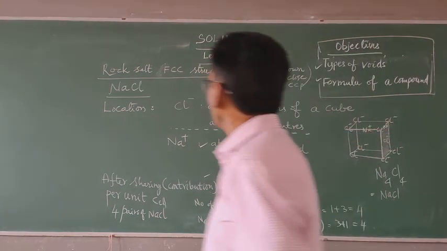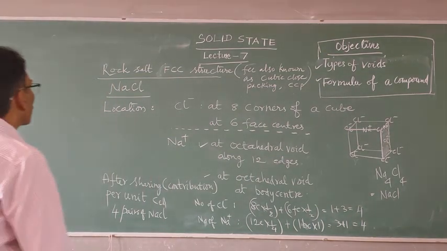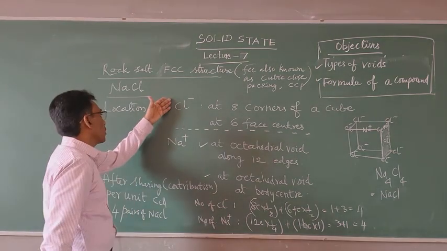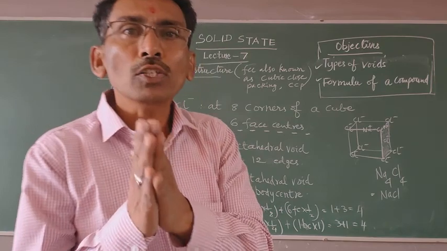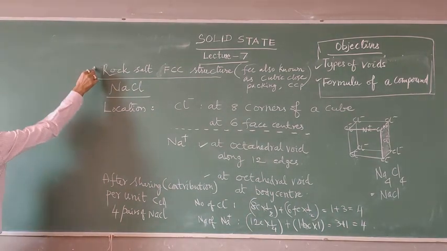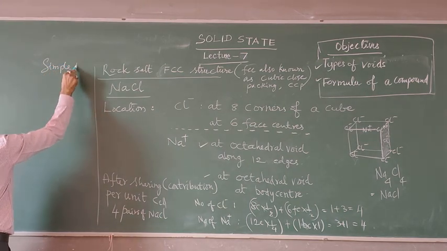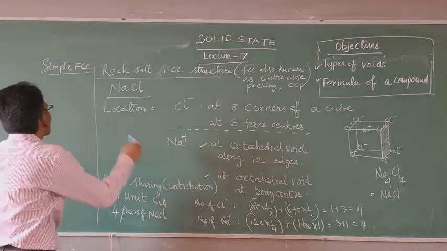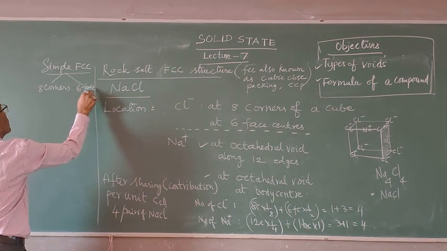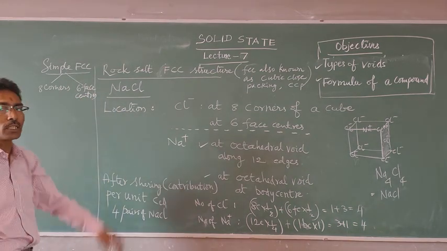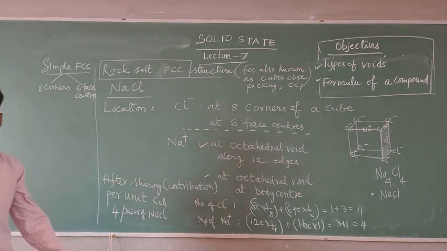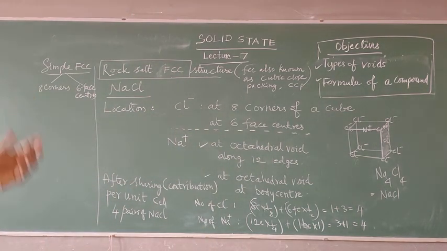This is the story regarding rock salt NaCl, and these are useful objective questions. I would like to construct questions and you should be able to answer them. Where are Cl minus ions and Na plus ions located in the rock salt FCC structure? That is very, very important. In a simple FCC, ions are not involved. In that case, one type of particle is at the 8 corners, and another at the 6 face centers. That is normally described as a face centered cubic unit cell, but NaCl is a special type of FCC. That's why it is known as rock salt FCC. I hope you followed, dear students.